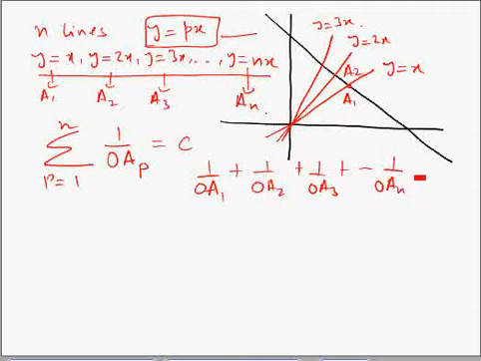C is constant. So basically, this is the O point, this is the A1 point. I measure this distance OA1 and take the reciprocal. I measure this distance OA2, take the reciprocal. So the sum of the reciprocals of the distances between the origin and the points of intersection is constant. And we are supposed to show this variable line always passes through a fixed point, right? This variable line always passes through a fixed point.